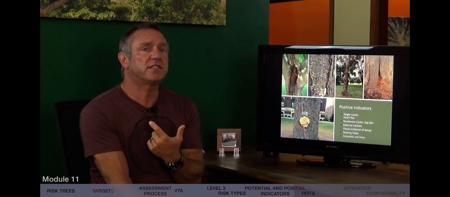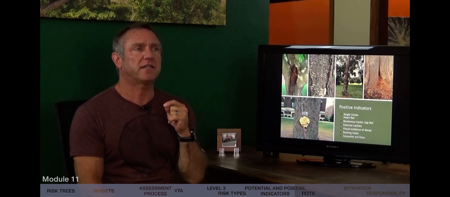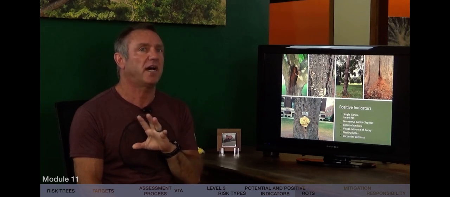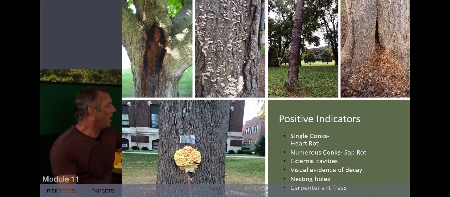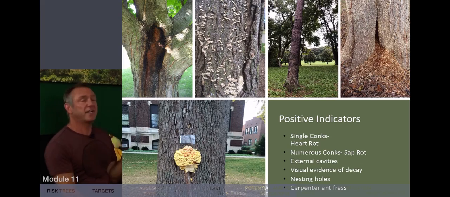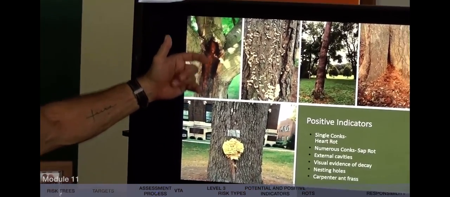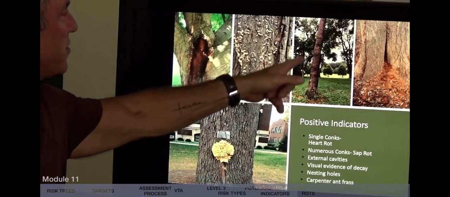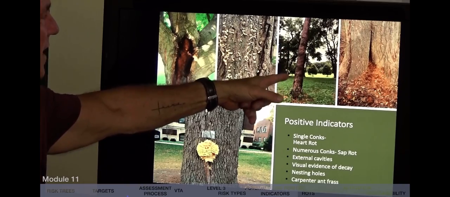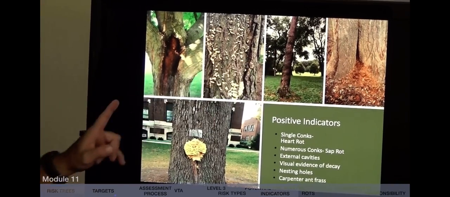Now, we also want to see if there are any positive indicators of decay. This is sort of like the difference between symptom and sign, if you want to compare those two. A positive indicator is a sign. So that's actually a sign of the decay. Whether it's a bleeding canker or some type of, this is Trametes, which is a sap rot. We'll also see this bulging and swelling here that actually shows some decay on the other side.